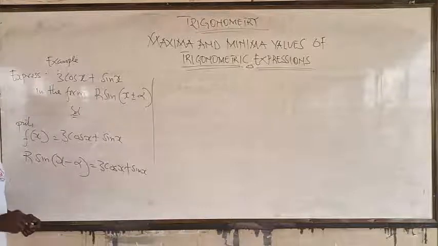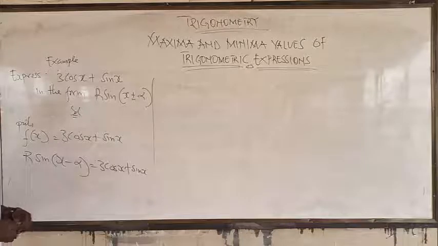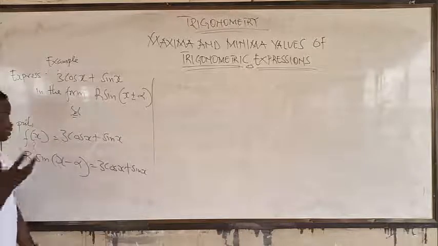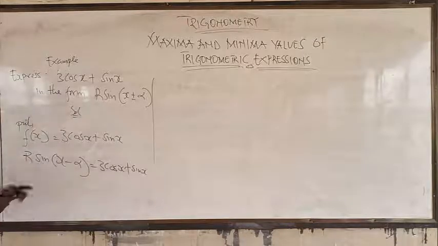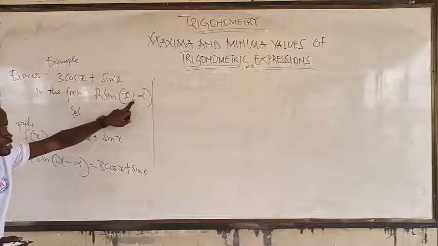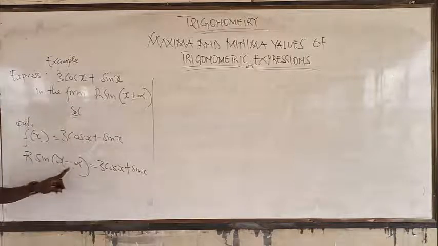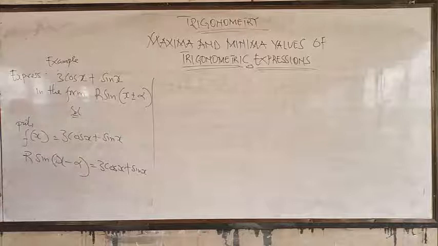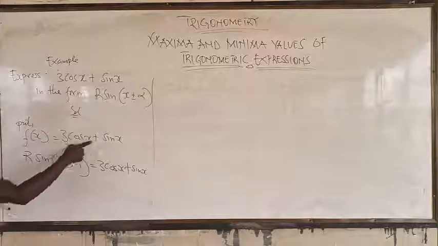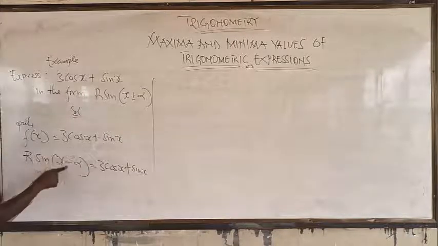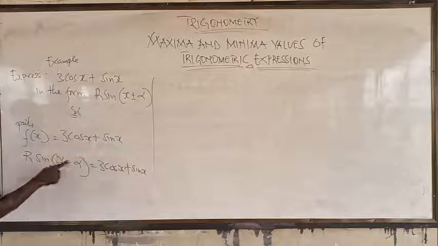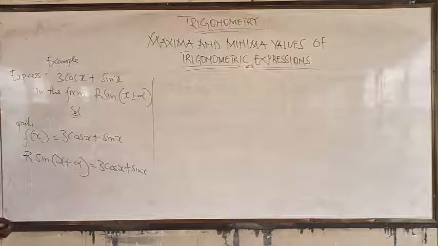Now, please, I would like to add this. When you express, I'm still coming to explain this to you, whether to go for plus or minus. For cos, the sign should be opposite. If here is plus, make it minus. If here is minus, make it plus. But for the sine, make it plus.